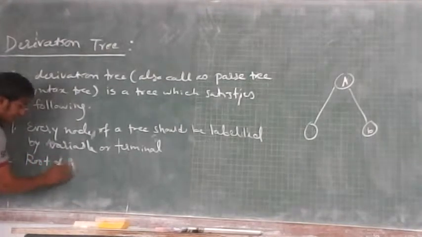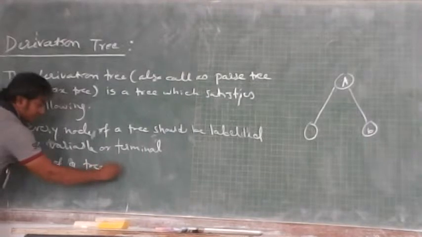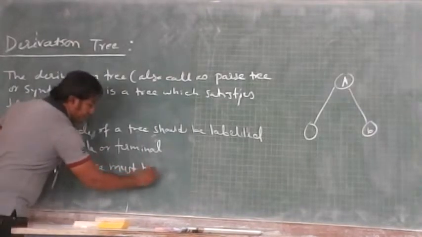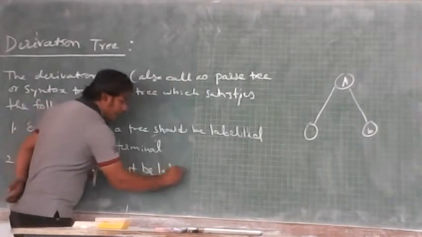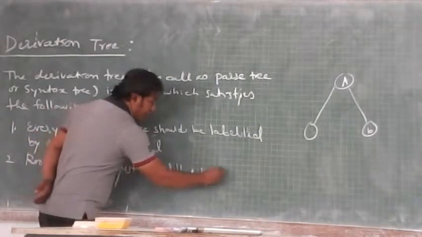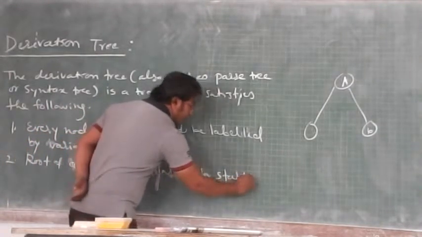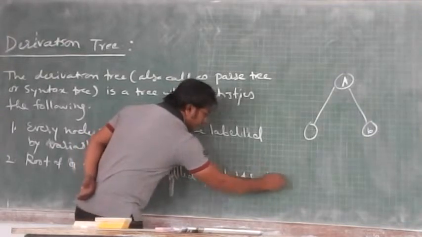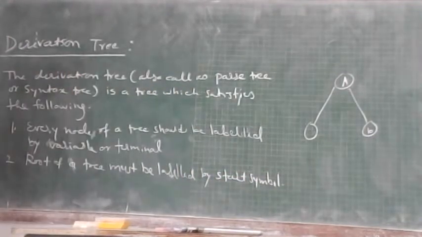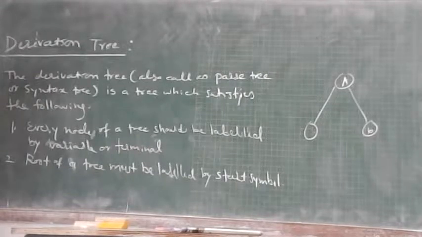The root of a tree must be labeled by the start symbol. So the tree always has a root and that root must be labeled by a start symbol. In a context free grammar we do have a start symbol, for example S. That root must be labeled by that start symbol.